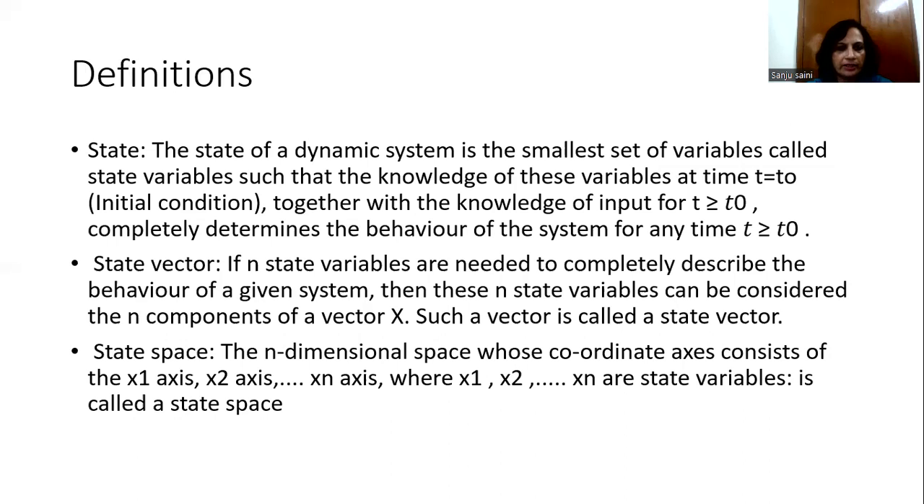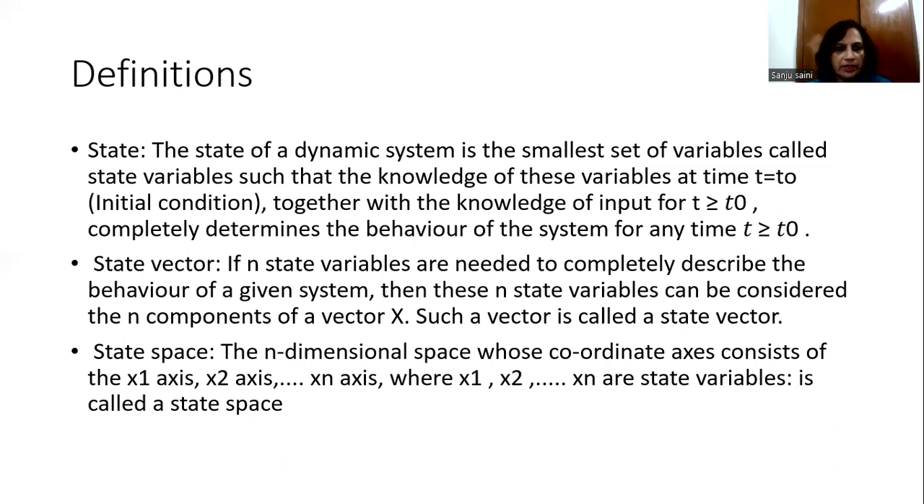Then state vector. State vector is the n state variables that are needed to completely describe the behavior of the given system, and these state variables can be considered as n components of the vector capital X. This vector is called the state vector. Then we have the state space, the n-dimensional space whose coordinate axes consist of x1, x2 up to xn, where these are the state variables. That is called a state space. If you want to go into the details of these, you can watch my previous lecture.